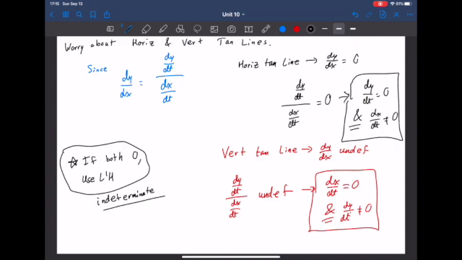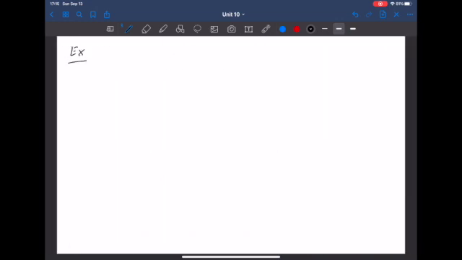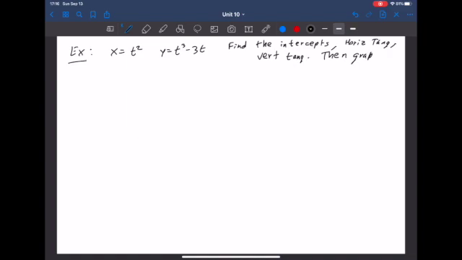Okay, so example of that. We have x equals t squared, y equals t cubed minus 3t. I want you to find the intercepts, both x and y, the horizontal tangents, and the vertical tangents. Then graph. So if you find all this stuff, it will end up being easier to graph after you do all that.